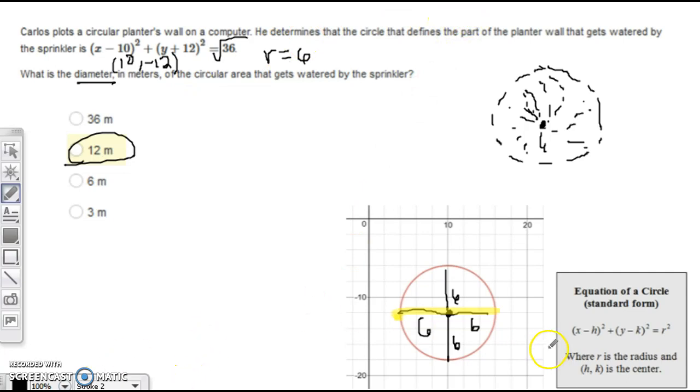All right, y'all, good luck on this quiz. And don't forget, when you write down the center, change your signs. And when you do the radius, take the square root.